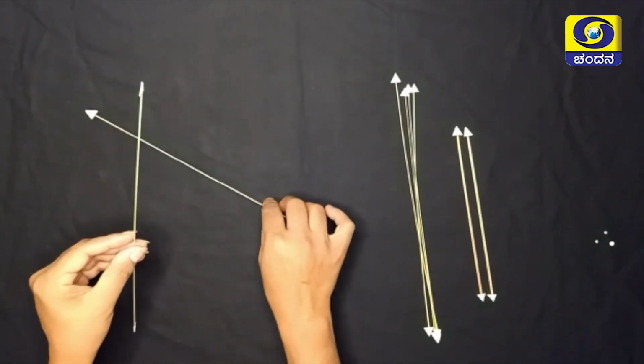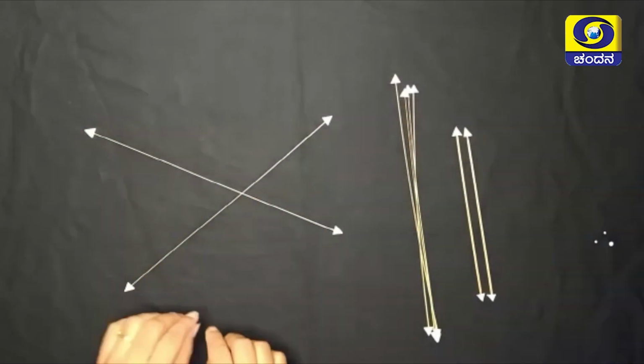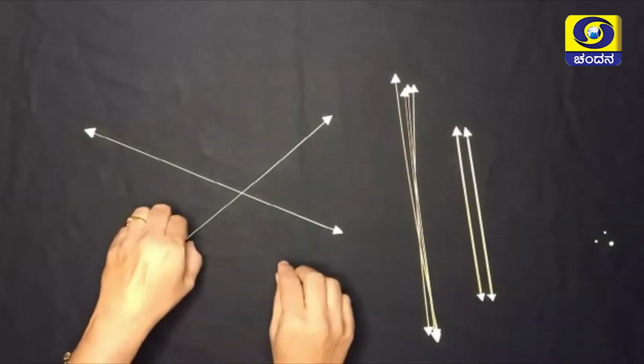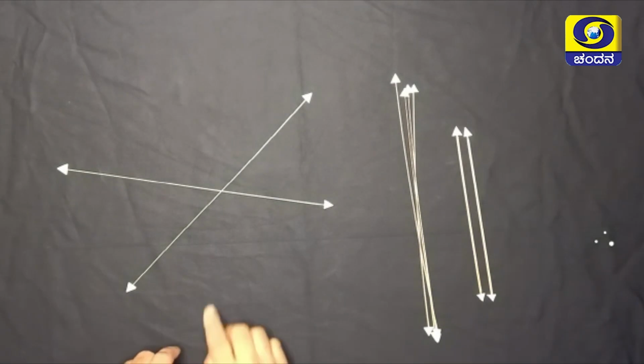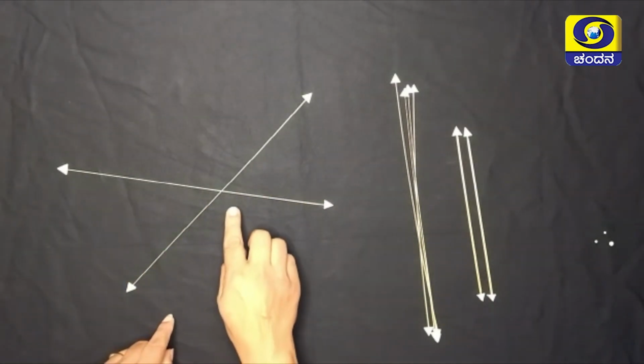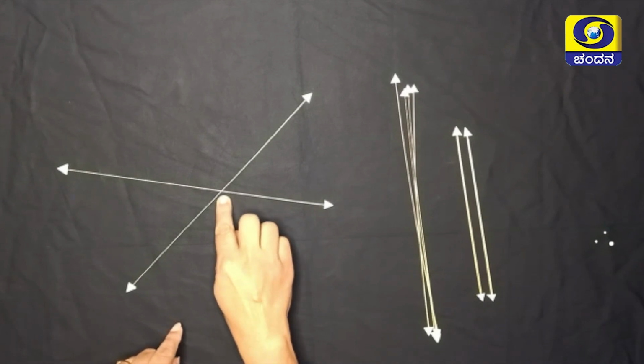Two lines are intersecting each other at any point. First line, second line. These lines are called intersecting lines. This point is called point of intersection.